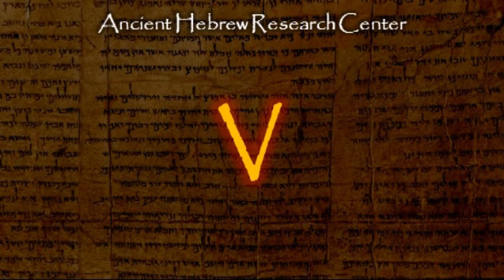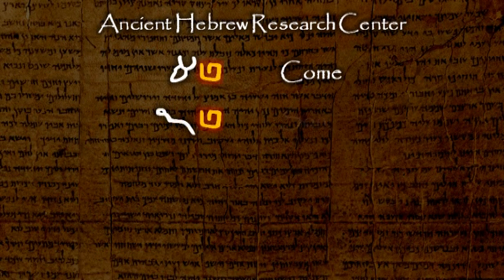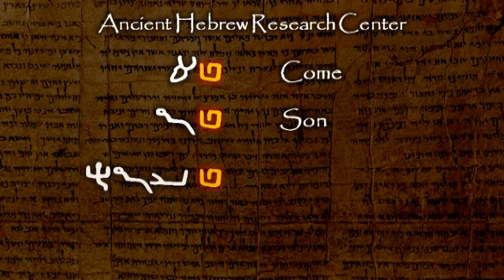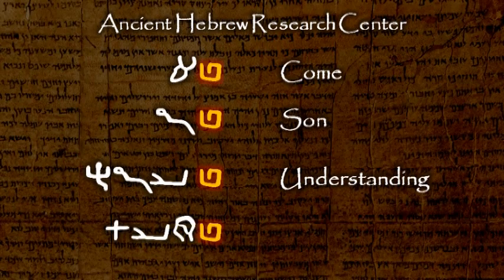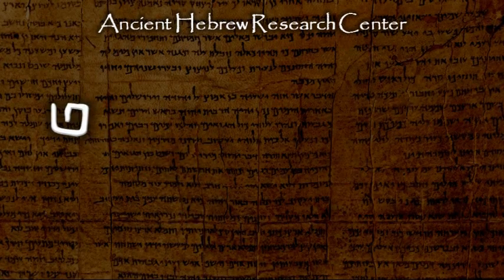This letter has a B sound, as in bed, or a V sound when it follows a vowel. Some Hebrew words that begin with this letter are Ba, meaning come, which is spelled with the letter Bet and the Aleph learned in the last lesson. Ben, meaning son. Binah, meaning understanding. And Barit, meaning covenant.